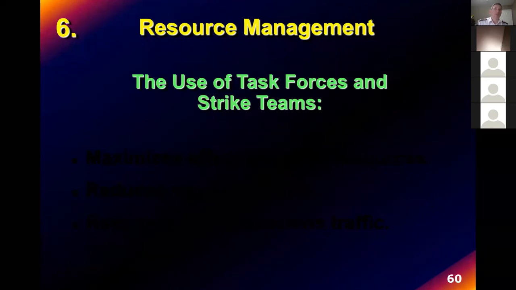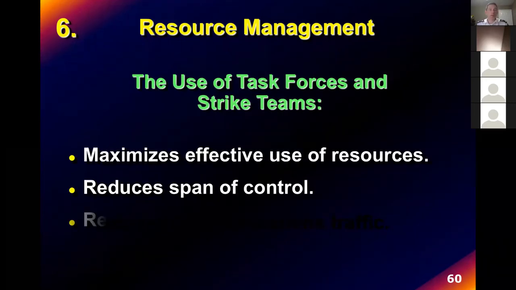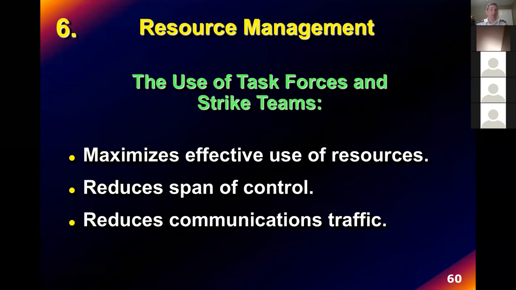By using task forces and strike teams, we're going to maximize the effectiveness of the resources that we have. We're going to reduce the span of control, so that's how many people we have to oversee at a given time. And it's going to help reduce the communications traffic, because now you don't have a bunch of single resources trying to talk to each other. You've now got one single team leader in that strike team or task force that the incident commander needs to talk to, not seven different people, right?